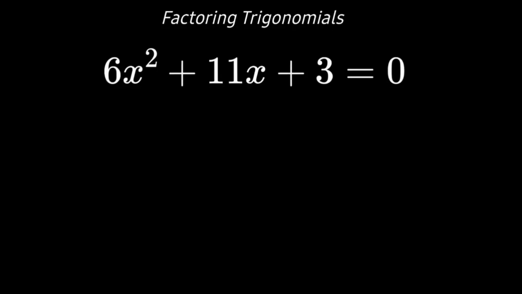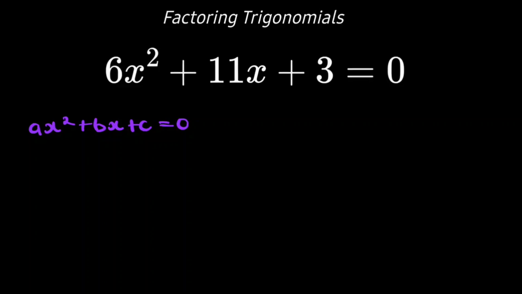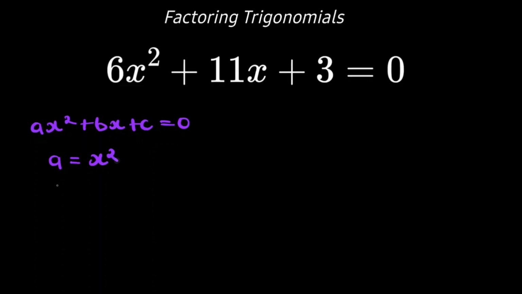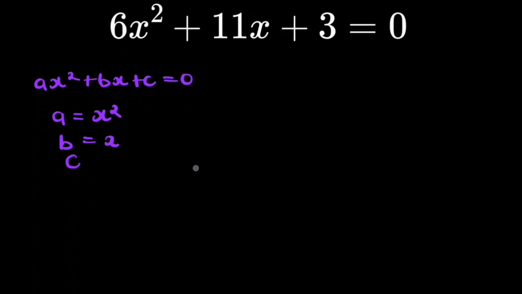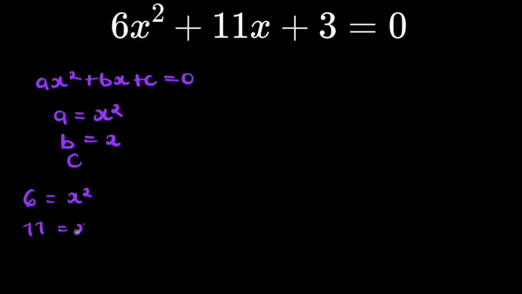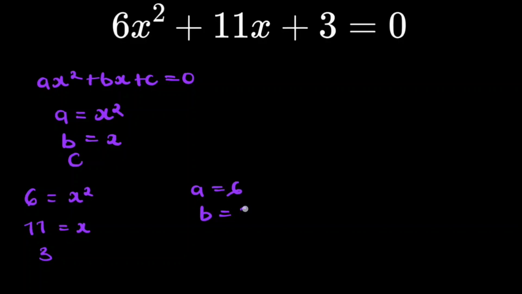If we can recall, a quadratic equation is of the form ax squared plus bx plus c equals 0, where A is the coefficient of x squared, B is the coefficient of x, and C is the constant. So in this case, 6 is the coefficient of x squared, 11 is the coefficient of x, and 3 is our constant. So A is 6, B is 11, and C is 3.